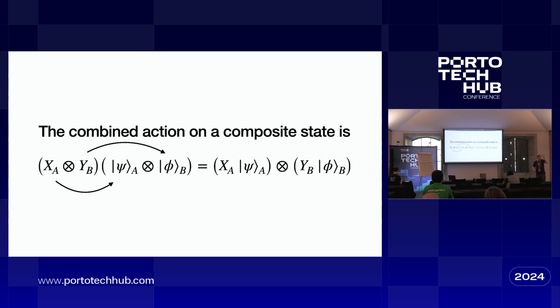It's just saying, if I have a process acting on Alice's coin and a process acting on Bob's coin, and I take this combined process X tensored with Y and act it on the whole system, then the result is X acting on Alice, and Y acting on the other one, on Bob, tensored together.